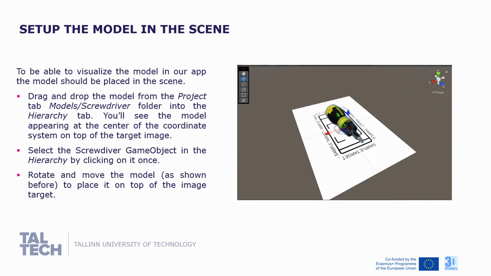To be able to visualize the model in our app, the model should be placed in the scene. Drag and drop the model from the Project tab, Model Screwdriver folder, into the Hierarchy tab. You'll see that the model will appear in the center of the coordinate system on top of the target image. Select the Screwdriver game object in the hierarchy by clicking on it once. Rotate and move the model, as shown before, to place it on top of the image target.